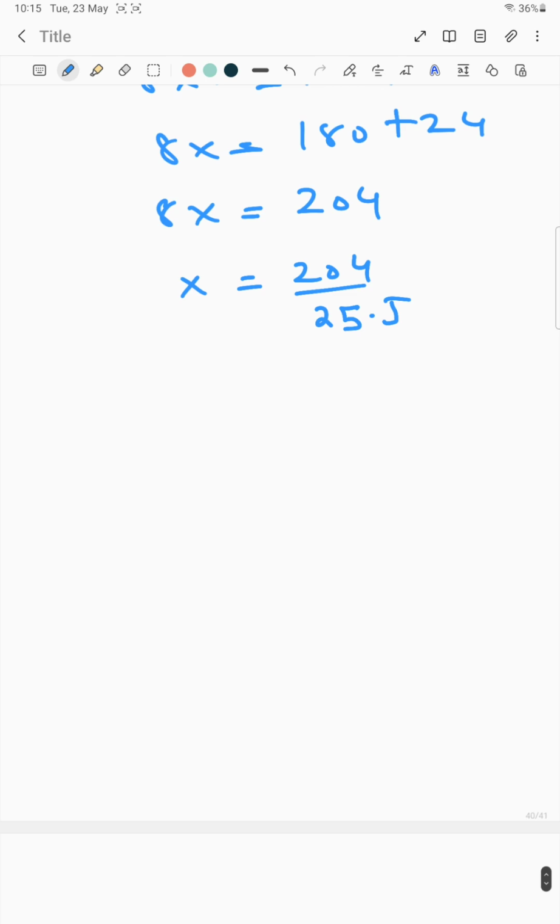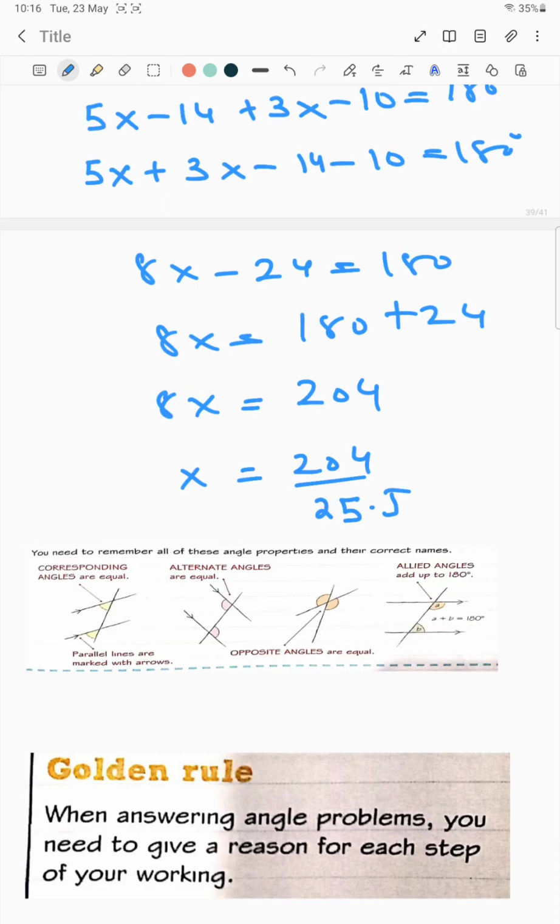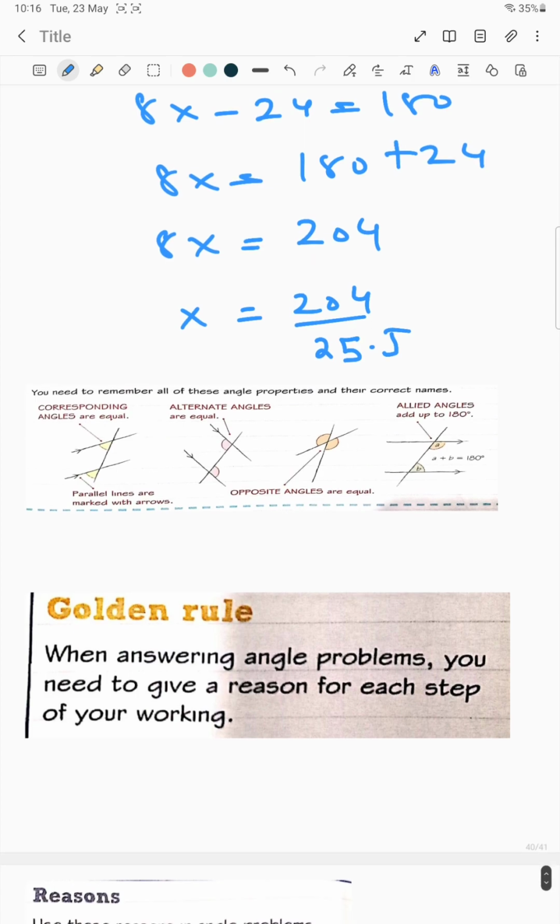So let me share the remember points again. So these are the remember points, students. You need to remember all of these angle properties and their correct names. And there is a golden rule as well. When answering angle problems, you need to give a reason for each step of your working. Like if you are using the property of corresponding angles, you have to write corresponding angles. If you are using the alternate angles property, please write alternate angles property.